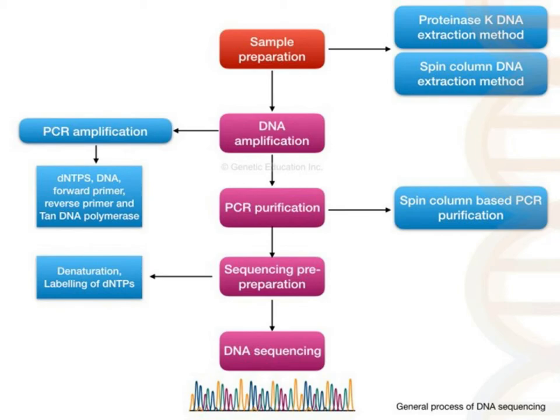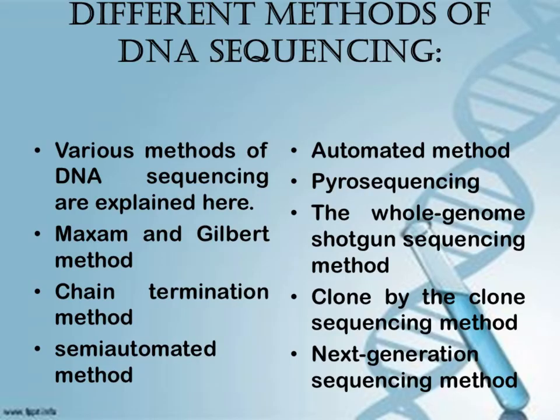So let us discuss the different methods used in DNA sequencing. The various methods of DNA sequencing I am explaining here are listed here. First is the Maxam and Gilbert method. Second, the chain termination method, the semi-automated method, the automated method, the pyrosequencing method, the whole genome shotgun sequencing method, the clone by clone sequencing method, and the next generation sequencing method.